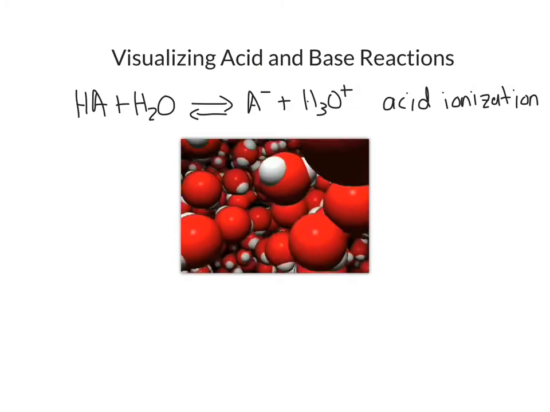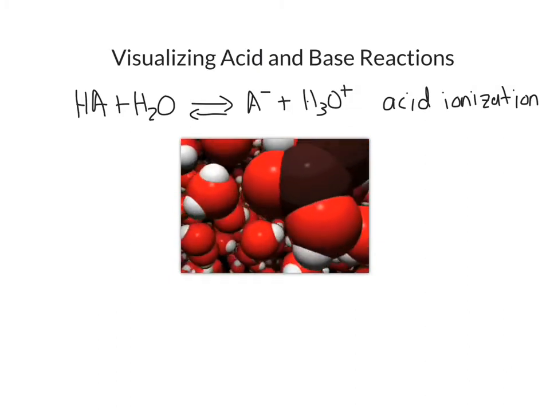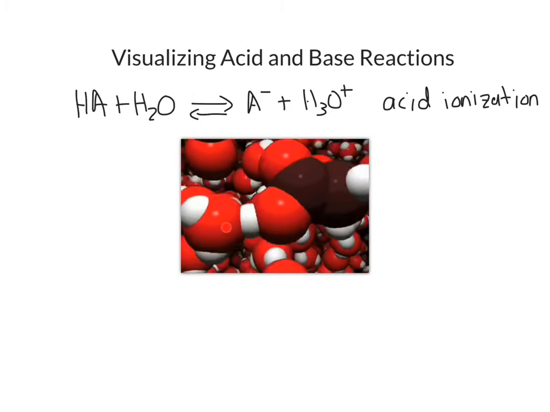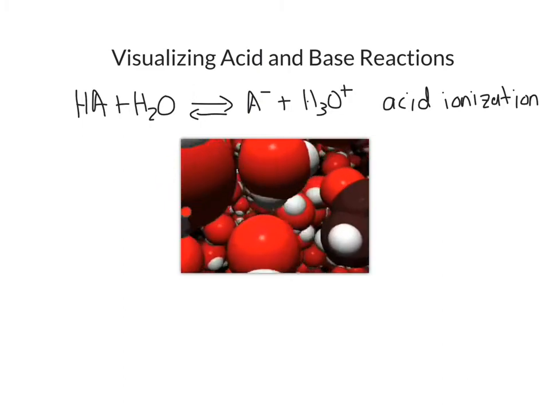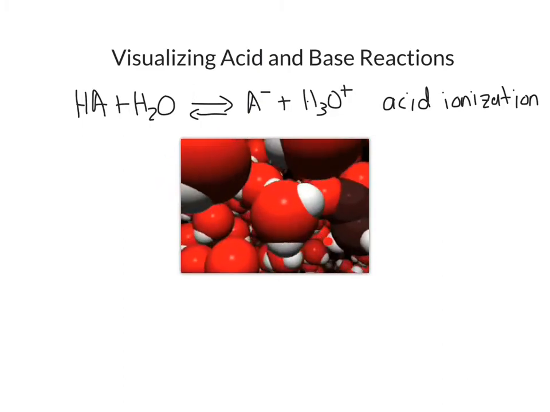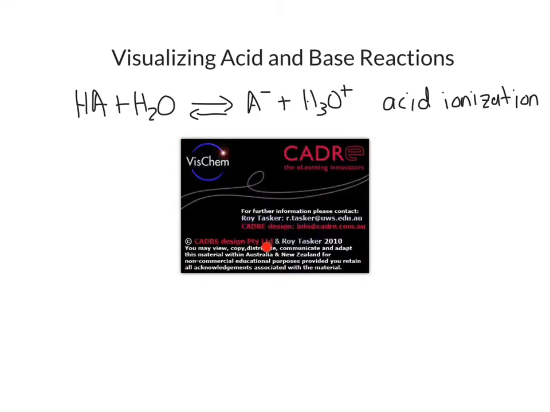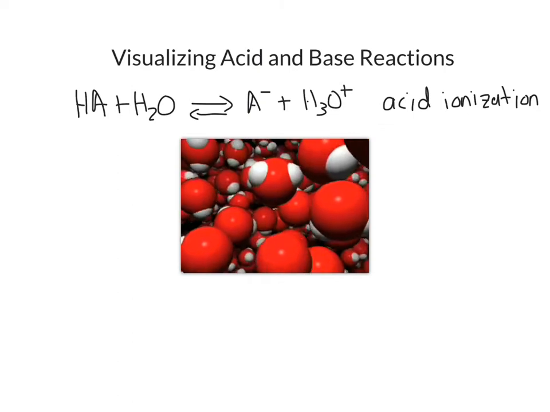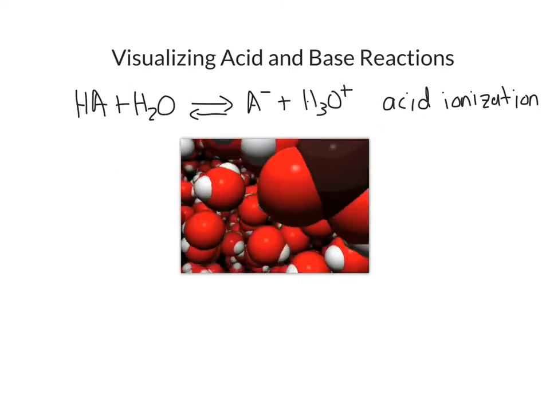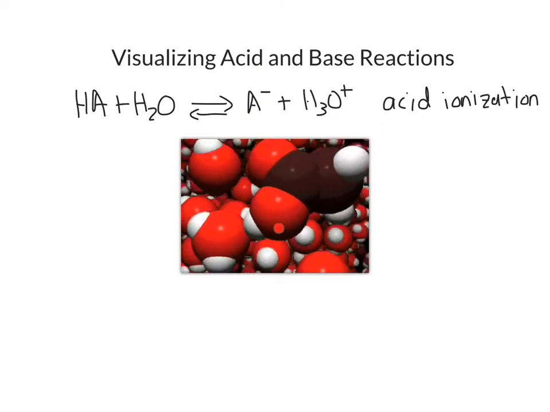Let's watch it one more time. Here comes the acetic acid. There's the OH, donates the H to the water. The water leaves as H3O plus, and we have this acetate anion, which is the acetic acid without the hydrogen on the oxygen that is attached to the carbon.